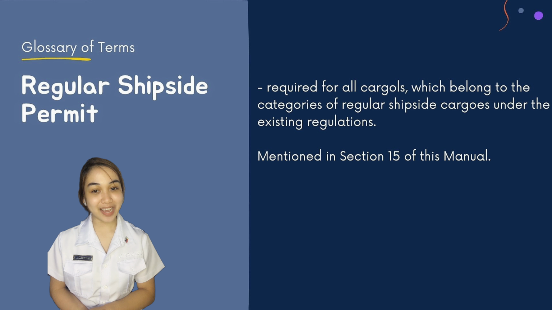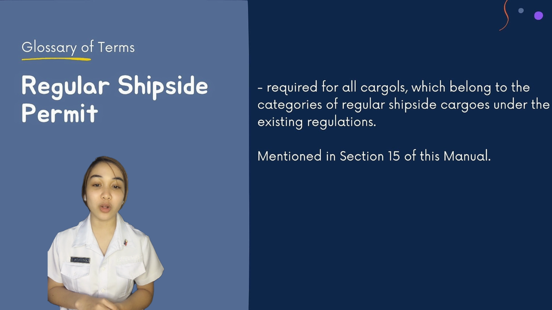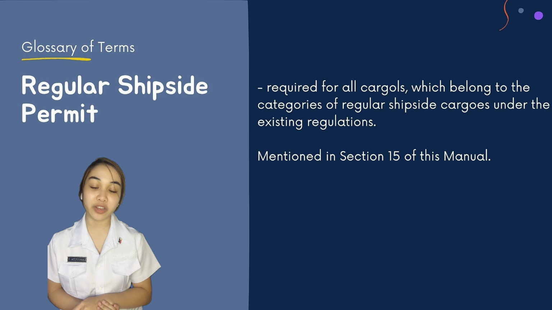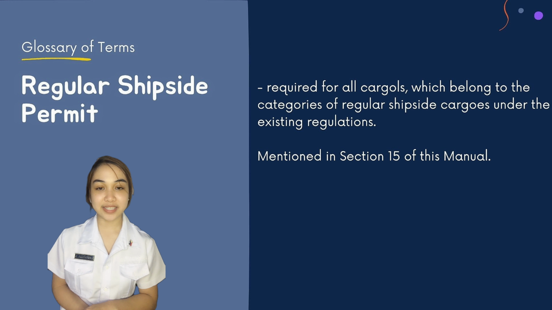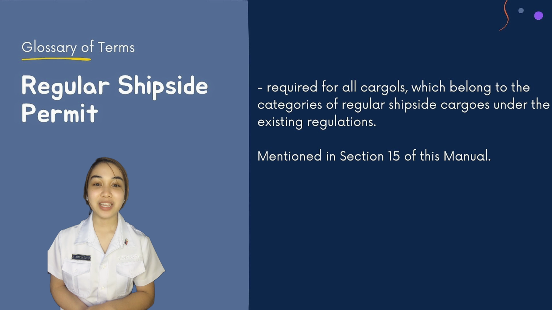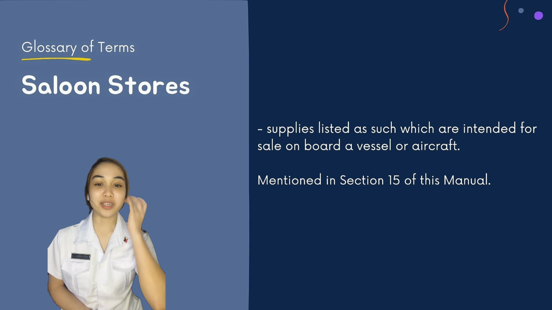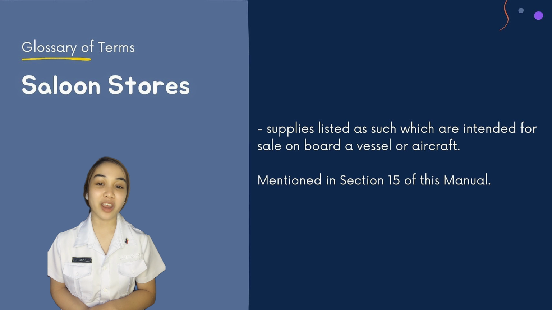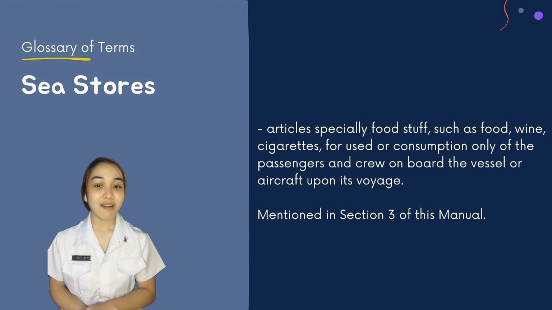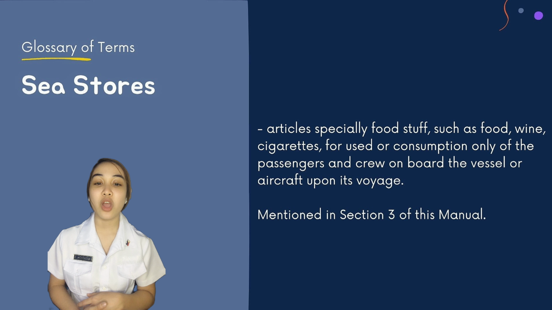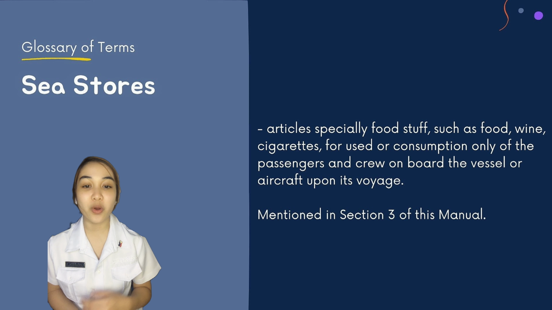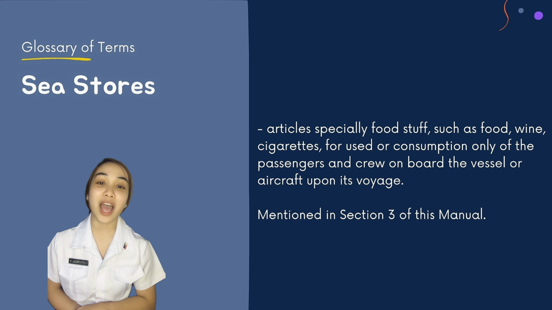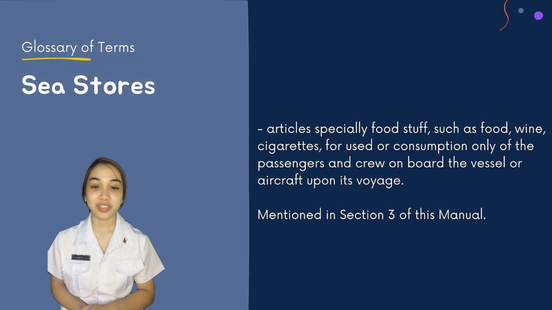Next is the regular Shipside permit. This is required for all cargoes which belong to the categories of regular Shipside cargoes under the existing regulations. Saloon Stores. Saloon stores are supplies listed as such which are intended for sale on board a vessel or aircraft, while sea stores are articles, especially foodstuff such as food, wine, cigarettes, for use or consumption only of the passengers and crew on board the vessel or aircraft upon its voyage.